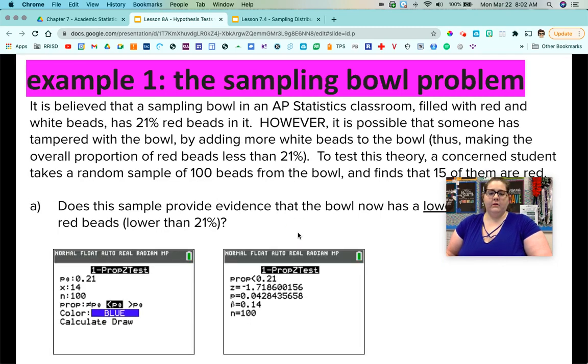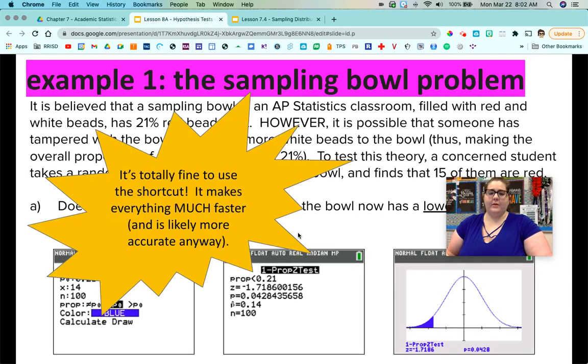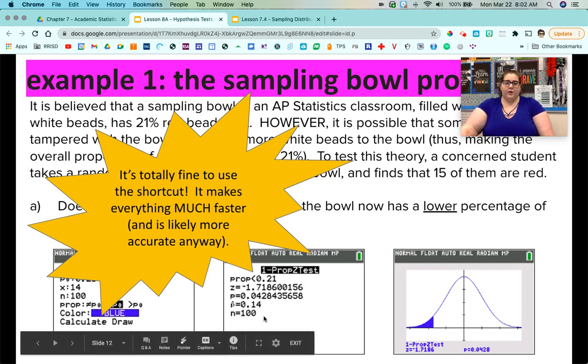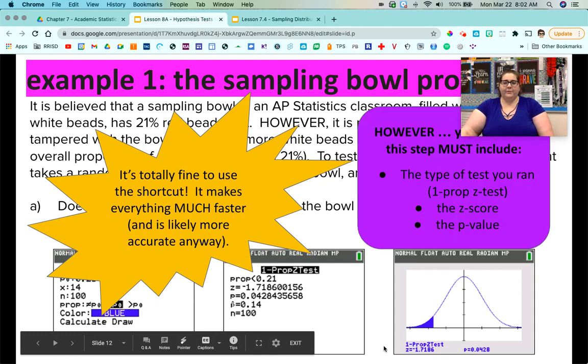So again, I do that for this problem. I'm going to get that number. So it's totally fine to use the shortcut. It definitely makes things much faster. It's also going to be a little bit more accurate. Notice that our p-value 0.0428 is slightly different from what we got when we used the z-table, and that's just because the calculator is not rounding anywhere ever. So we're getting a much more exact probability anyway. So it's fine to do it that way, and I'll go through that process again for the next example.